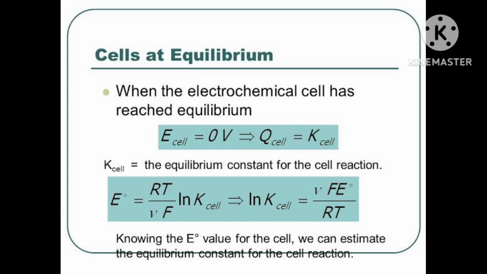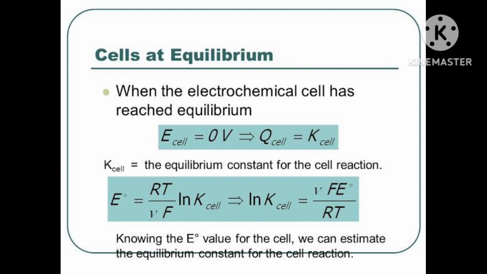One very easy numerical I am telling you. Calculate the equilibrium constant of the reaction. The reaction given is Cu solid plus 2 Ag+ silver ion, giving Cu2+ plus 2 Ag. They have also given the standard E cell value, 0.46 volt. Now see how very easy it is.